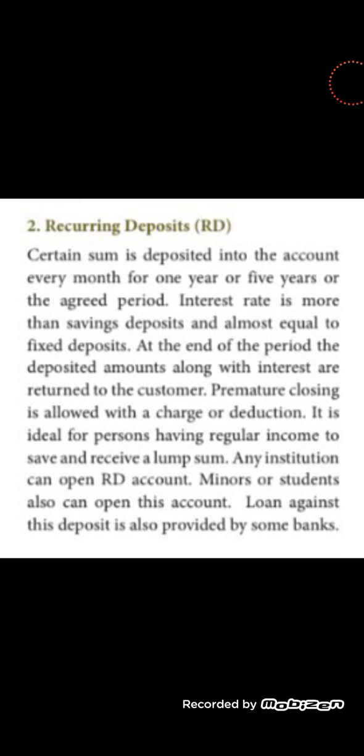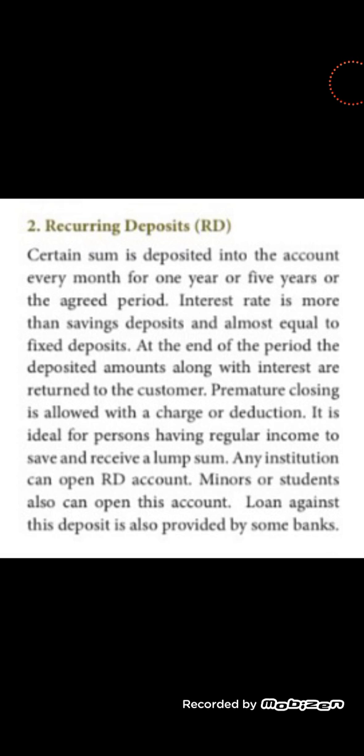At maturity, they give the deposit amount along with the interest due. Here also premature closing of the account is allowed with a charge or deduction. Suppose we need the money earlier, we can get it, but with certain deductions, as a reduced amount.